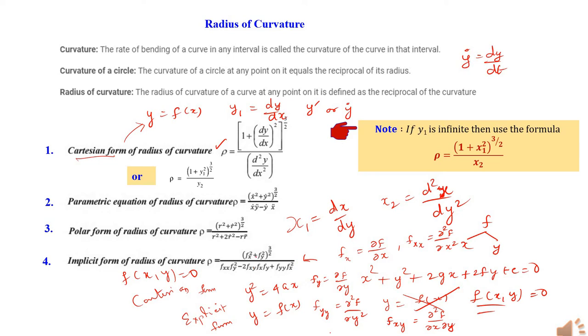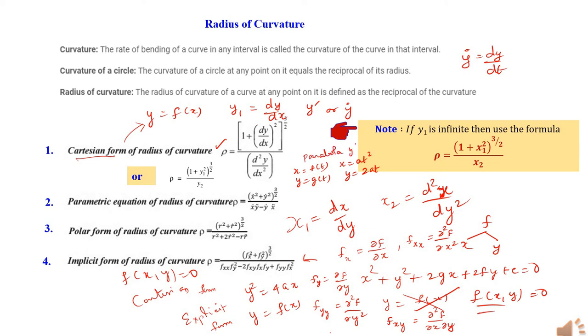So this is the formula: (fx square plus fy square) whole thing raised to 3 by 2, divided by fxx into fy square minus 2 times fxy into fx fy plus fyy into fx square. And then the parametric form, if that is given, like x is equal to a function of t and y is a function of t. For example, x is at square, y is 2at.